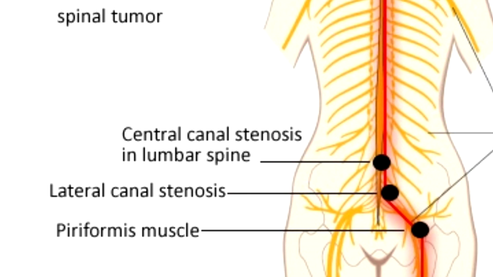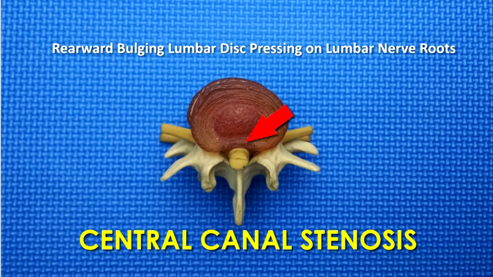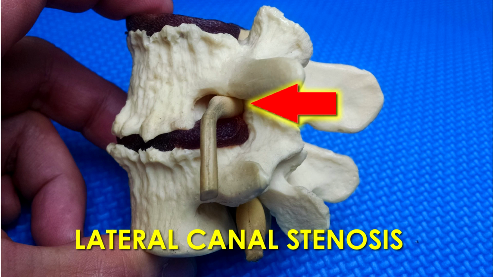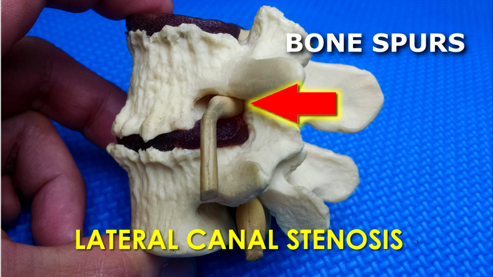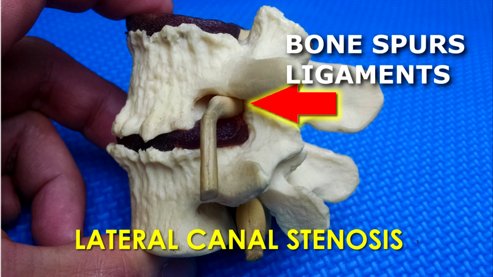The three most common compression sites for sciatica are in the central canal of the lumbar region of the spinal column, the lateral canals, and under the piriformis muscle of the pelvis. Stenosis, or narrowing of a spinal canal, is often the source of compression, especially in older patients. Stenosis occurs with degenerative joint disease where bone spurs occlude the canal, pinching or rubbing against nerve tissue. Thickened ligaments can also be a source of stenosis.